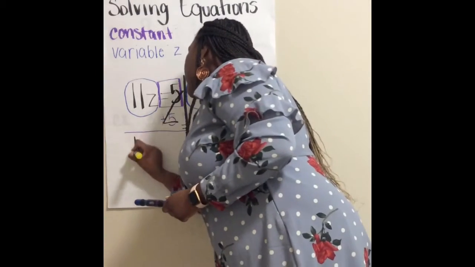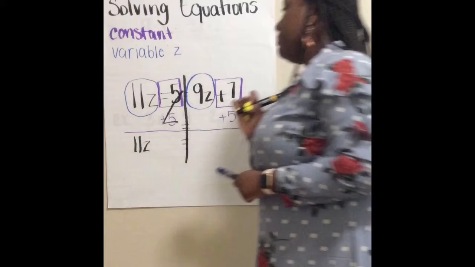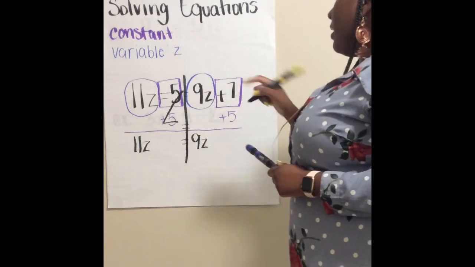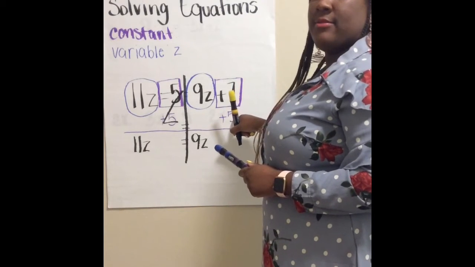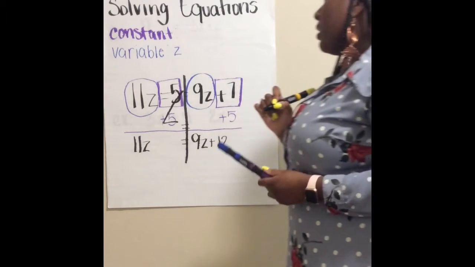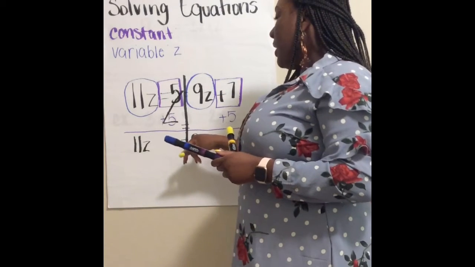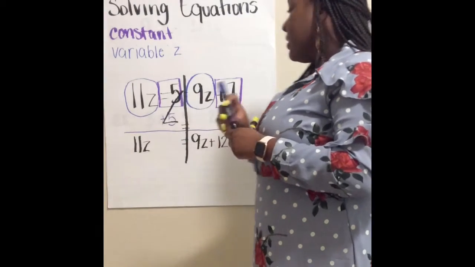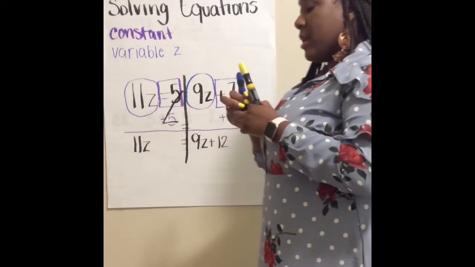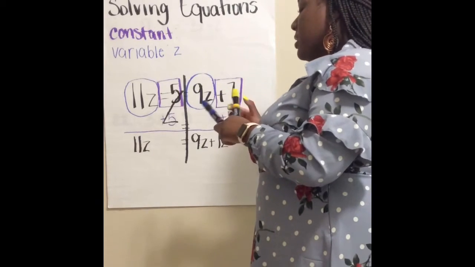We're going to bring our 11Z down. We have nothing here. We bring our equal sign down. We bring our 9Z down. And then what is 7 + 5? 7 + 5 gives you what? A +12. Okay? So now we need our 9Z to move over here. Same thing. Because this 9Z is positive, to move it to the other side, we're going to have to do what? The opposite of addition, remember, is subtraction. So we subtract 9Z.